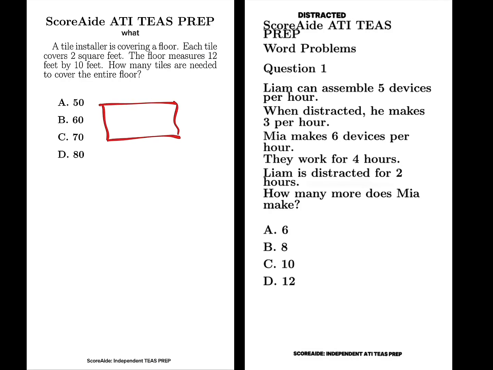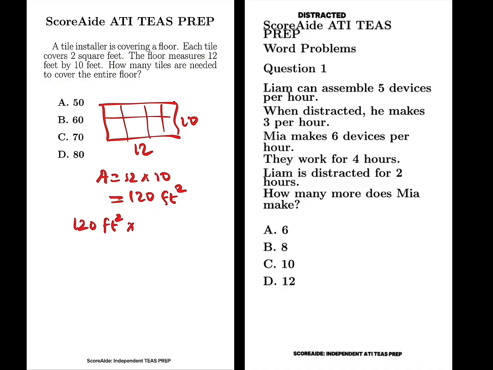So these are all going to be tiles. So we have 12 and 10, and the area is going to be equal to what? 12 times 10 equal to 120 square feet, right? Now let's look at 120 square feet in terms of how many tiles we need, right?